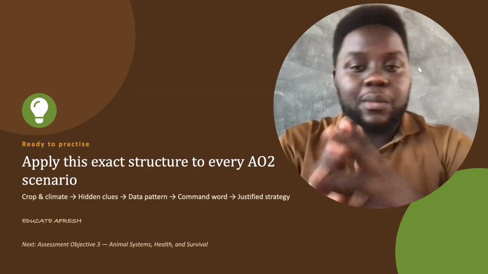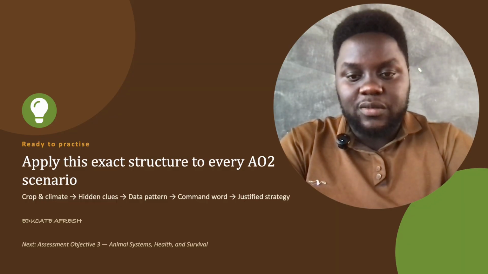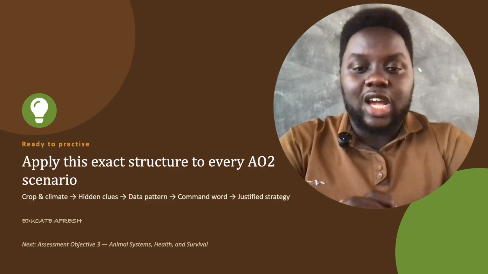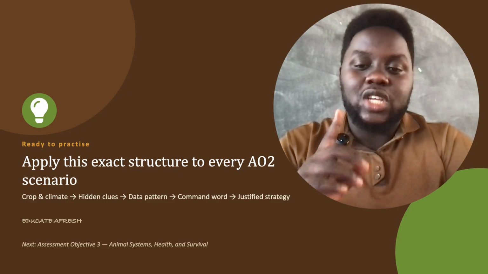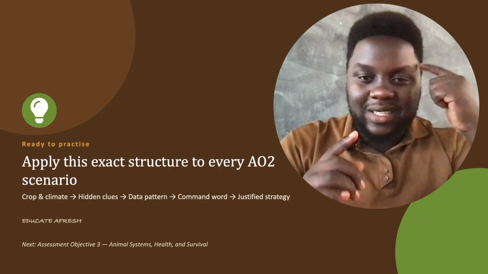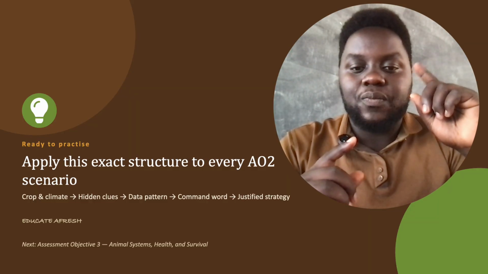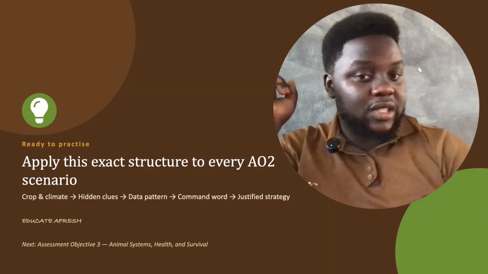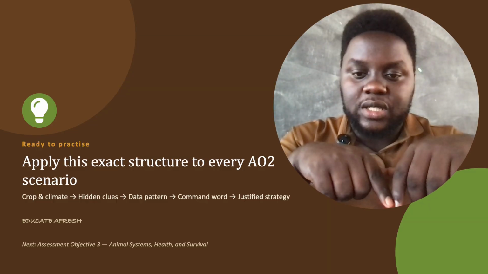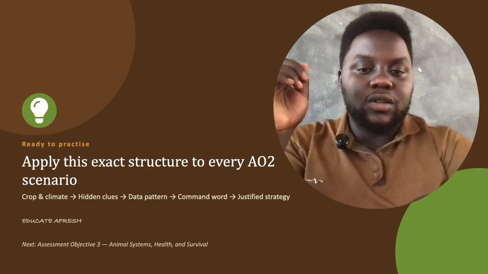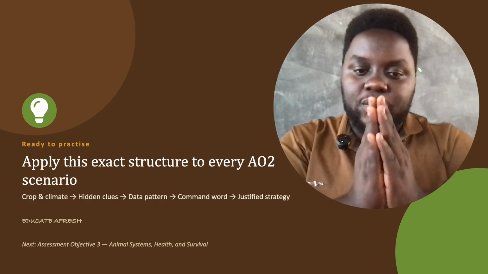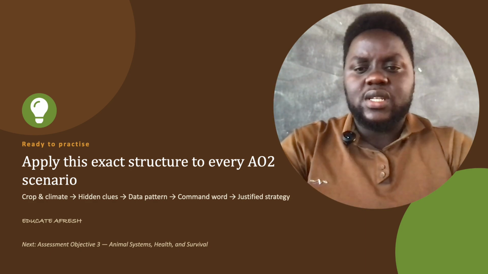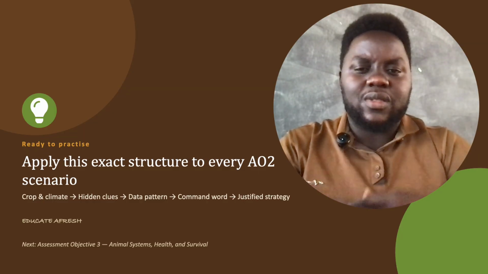I want to leave you with the same message I left with you at the end of assessment objective 1, because this, I think, is the single most useful thing in this entire course. The content is going to change between assessment objectives, but the way we think is not going to change. You have now built and practiced this exact skeleton twice, in assessment objective 1 and now in assessment objective 2. We did it for cells and respiration. Now we have done it for plant physiology. This skeleton is yours. I want you to get used to it. I want you to revise it, go through it, think on it.